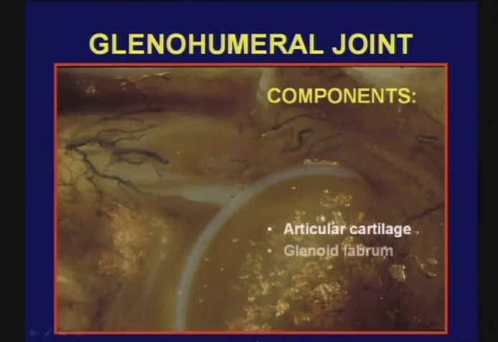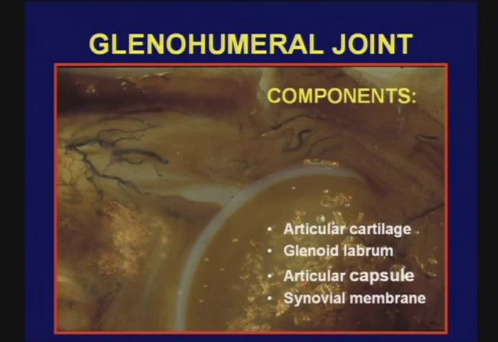Some of the components of the glenohumeral joint are not unique. In common with other articulations, it has articular cartilage, it has a capsule, and indeed it has a synovial membrane. One part of its anatomy that is not quite unique, the hip has it as well, is a cuff of fibrocartilage that surrounds the articular cartilage, shown here in this preparation in this general area. This is the glenoid labrum.